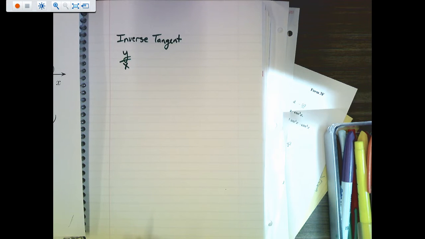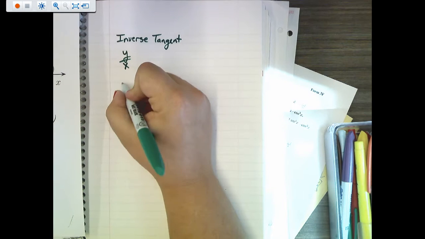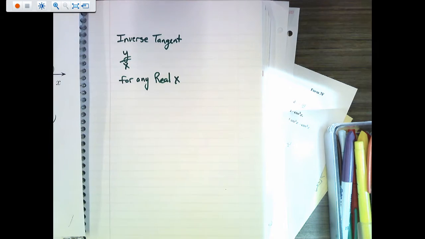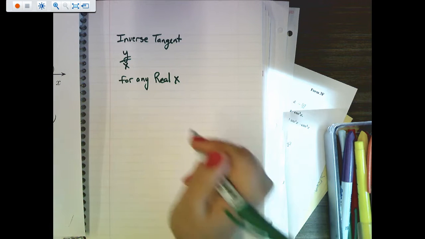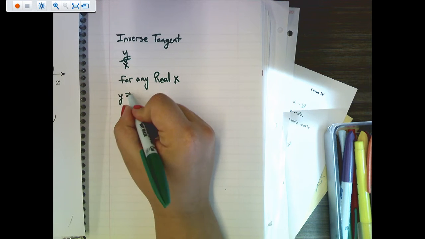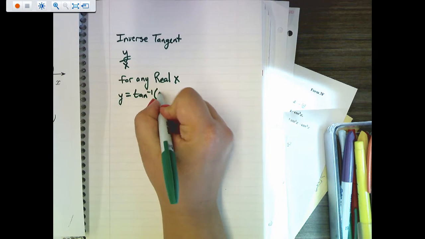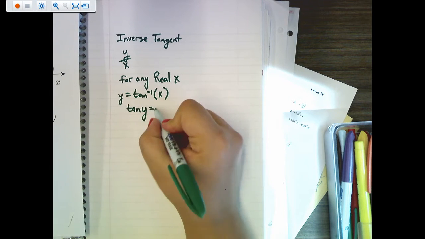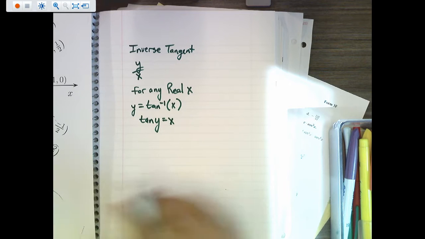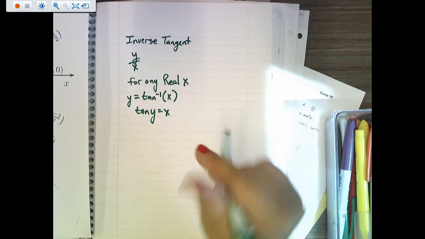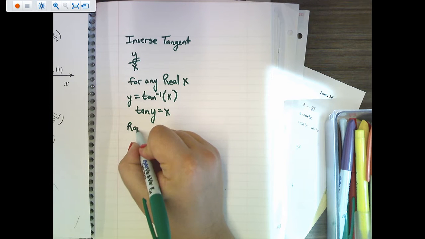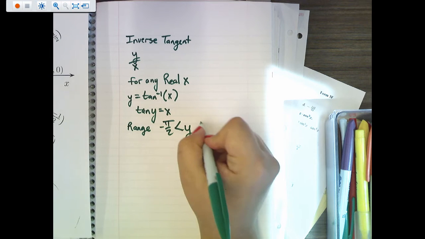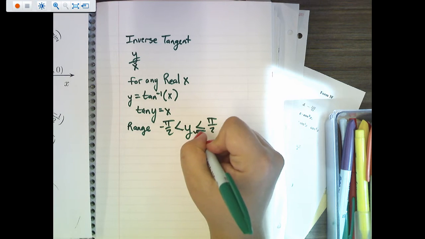Okay, so inverse tangent. Tangent is grosser because tangent is basically y over x, so it's going to be sine over cosine, so we're using that unit circle. We can do tangent for any real x, so the domain of tangent is all real numbers. Our equation is y equals tangent inverse of x. The other way we would normally have seen this written was tangent y equals x. The range is negative pi over 2 is less than y is less than or equal to pi over 2. Not equal to, just less than.